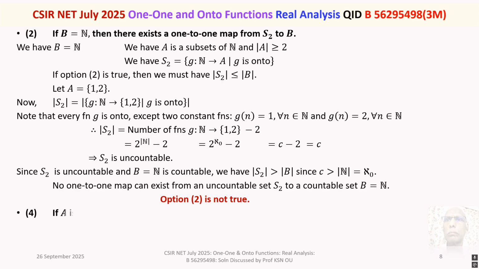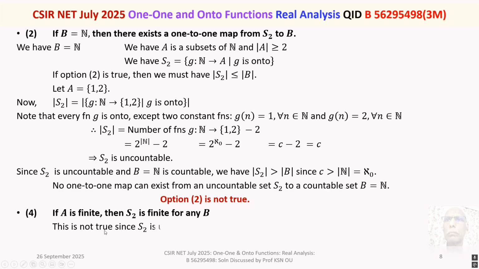Agreed. We move on to the last option, option 4. If A is finite, then S2 is finite for any B. So, as in option 2, take A finite, meaning A is the set consisting of 1, 2, and S2 is finite for any B. Take B equal to the set of natural numbers. The same thing will work here. Then S2 will come out to be uncountable, but in this option it is given S2 is finite, which is not possible. Therefore, option 4 is also not true.